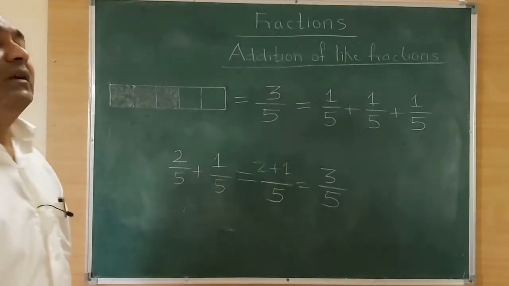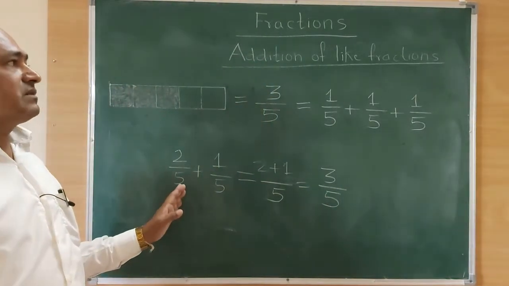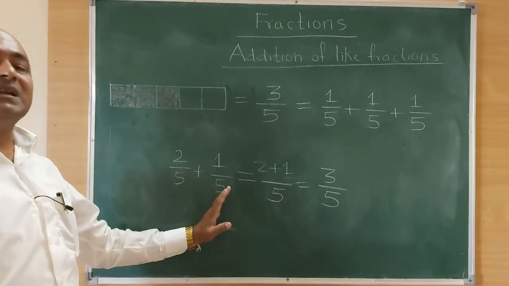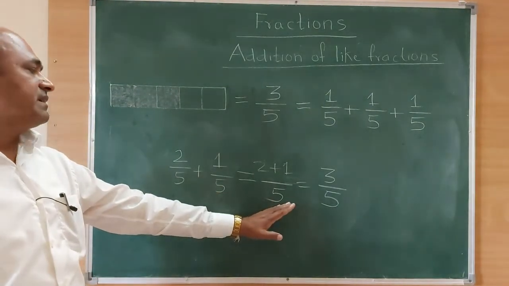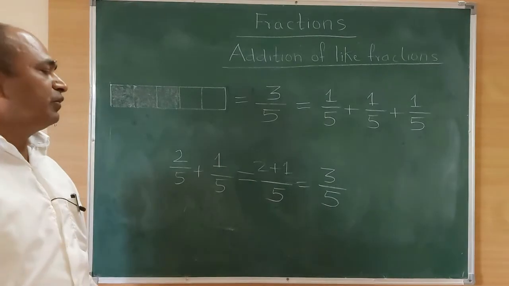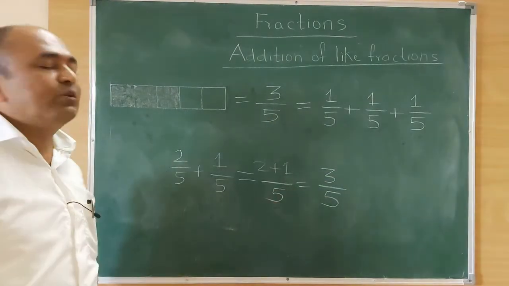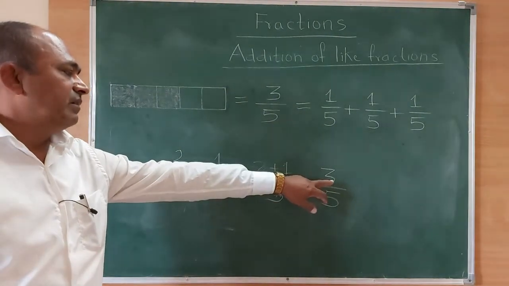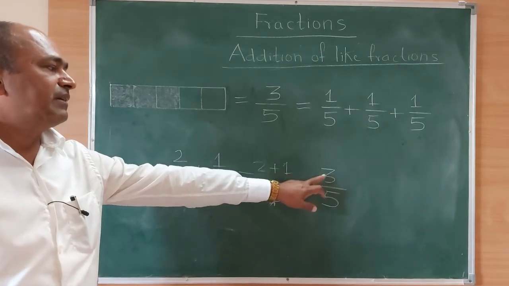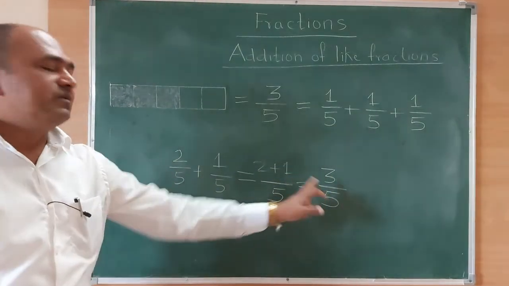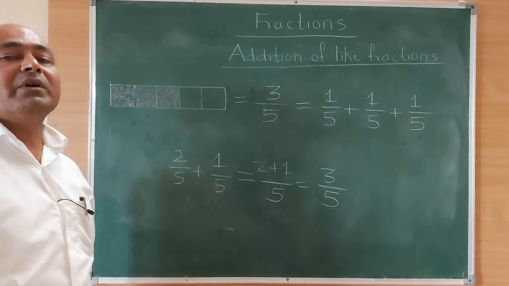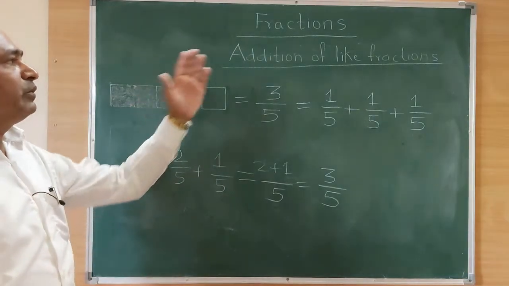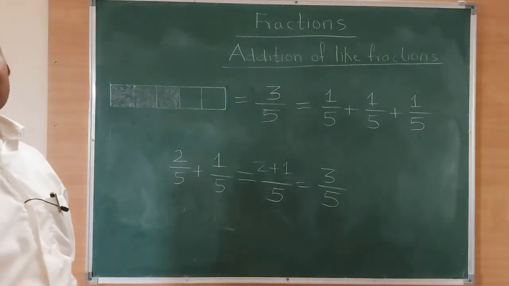Very simple. If you add like fractions, that is, fractions with the same denominator, keep the denominator as it is and only add the numerators. And whatever new numerator you get, write that numerator upon the common denominator. I hope you understood how to add like fractions.